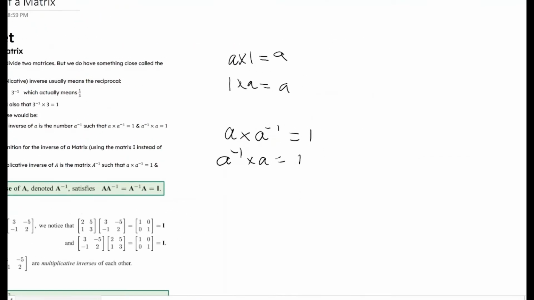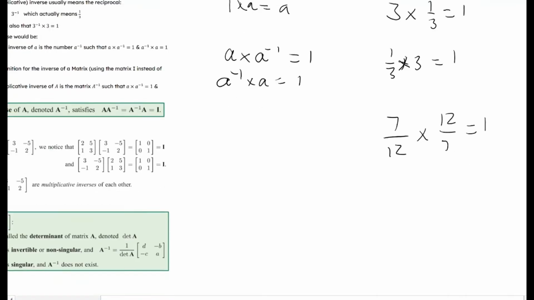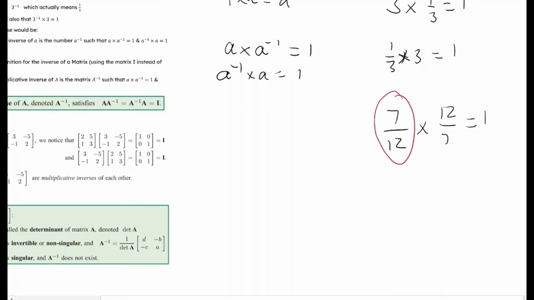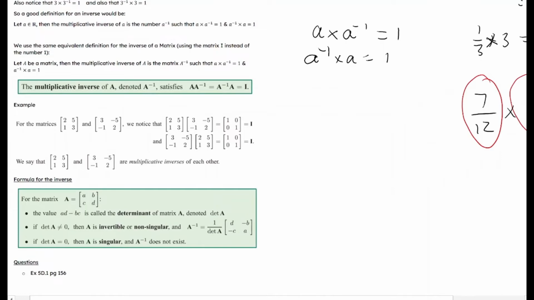And if we're talking about numbers, this is pretty easy to work out, because if we do 3 times a third, we get 1. And if we do a third times 3, we get 1. It can be a bit messier, like if we have 7 over 12, we'd have to times by 12 over 7 to get 1. But basically, if we're talking about real numbers, to do the inverse, you just flip it upside down and do the reciprocal. But if we're talking about matrices, it's a little bit trickier.